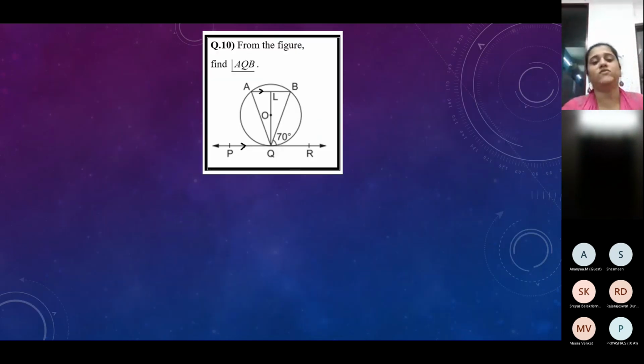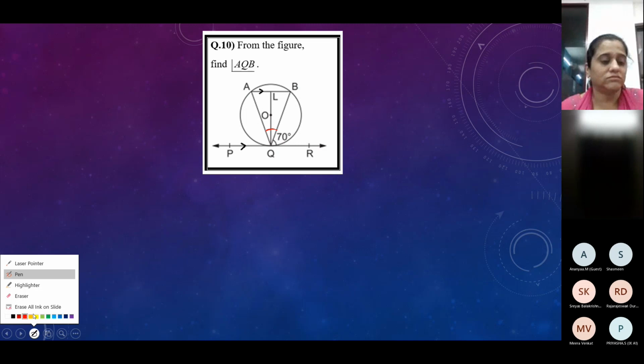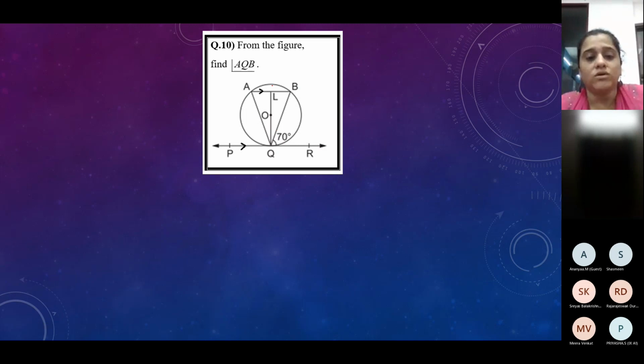From the figure, find angle AQB. This one is angle AQB. All right. Now, can you see parallel lines marked? This one is parallel to this. These two lines are parallel to each other. You can see the arrow here. These are parallel lines. So see here, parallel line, transversal, parallel line.